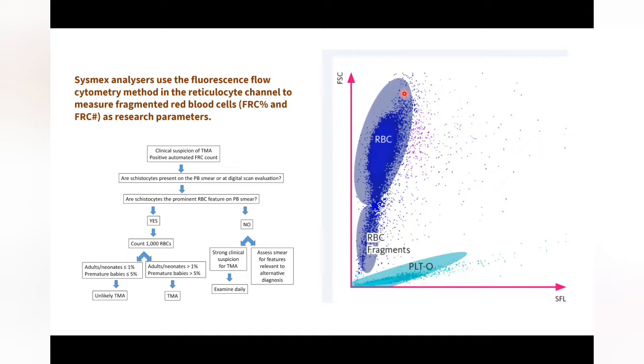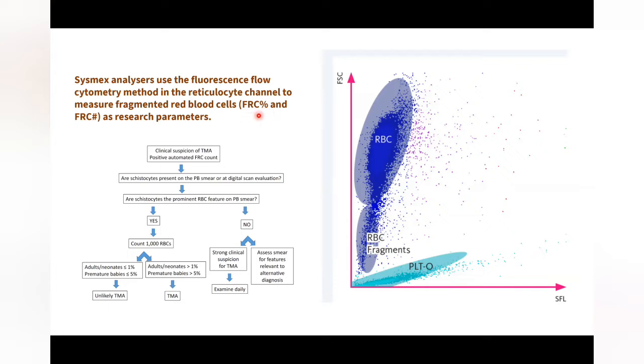Okay, so now this is the RBC parameter, this is the platelet, and in between if something comes here, you've just seen that either there will be hypochromic red cells which can come here, or RBC fragments also will come in this range. So this parameter which detects the fragments in isolation is called FRC, fragmented red cell.